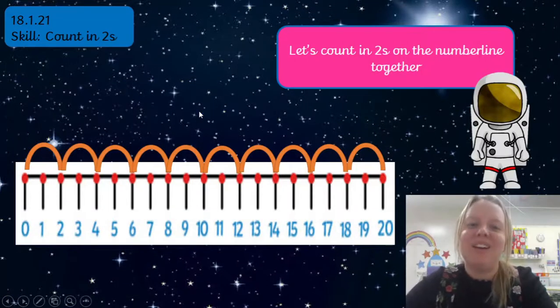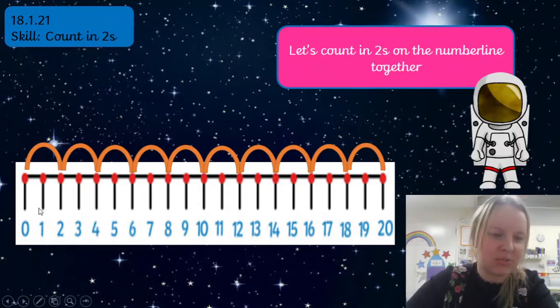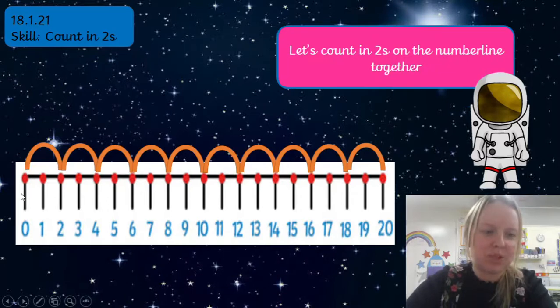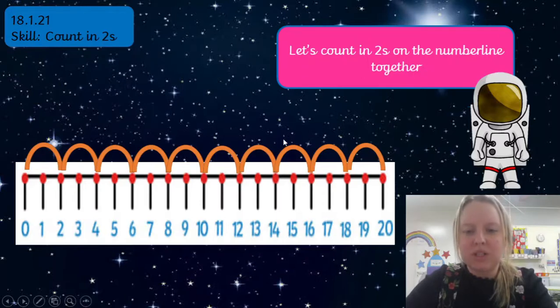So, our astronaut Kay says, let's count in twos on the number line together. So we're going to use this number line to do our skip counting. Are you ready? So we're going to start on the 0, 2, 4, 6, 8, 10, 12, 14, 16, 18, 20. Did you notice that we jumped over a number every time? That's because we're skip counting.